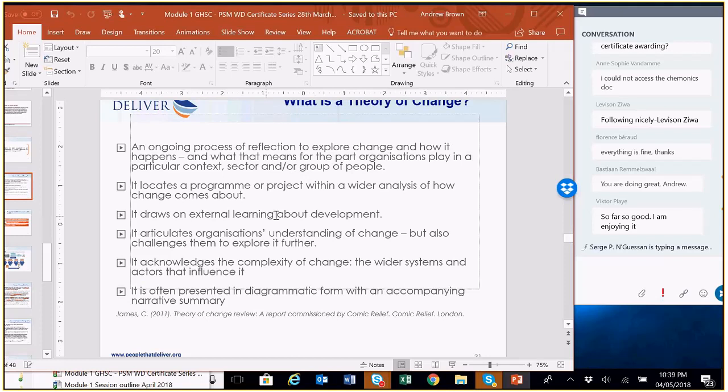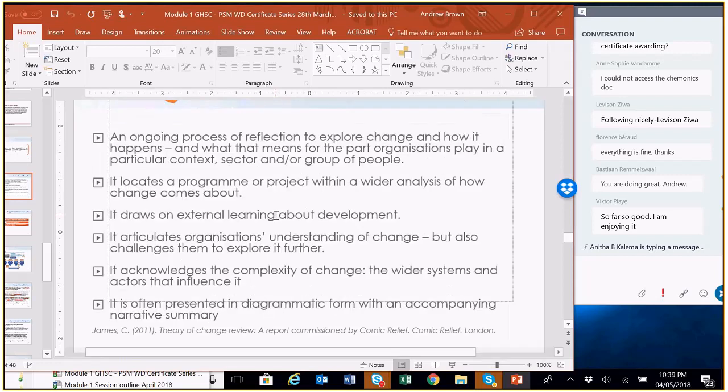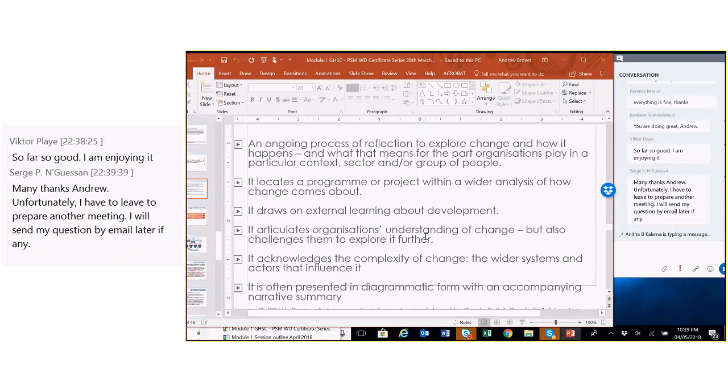Now, this is a little bit light to read. I was going to pick up a couple of high points. So a theory of change is an ongoing process of reflection to explore change and how it happens. It thinks about a program and a wider analysis of how change comes about, draws on external learning about development, articulates organizations' understanding of change. So I wanted you to get a handle on this idea that the theory of change is a detailed way of thinking about a complex problem.